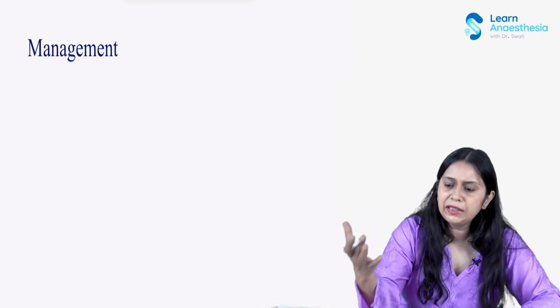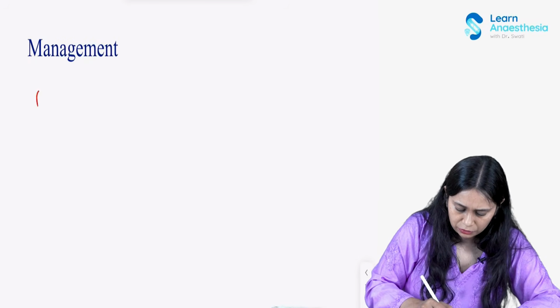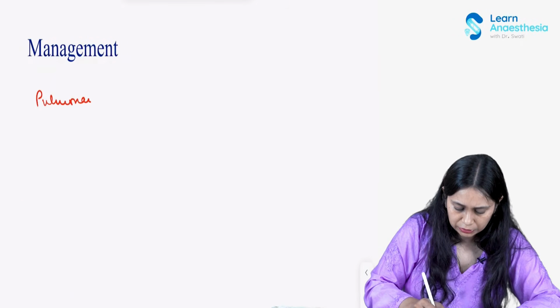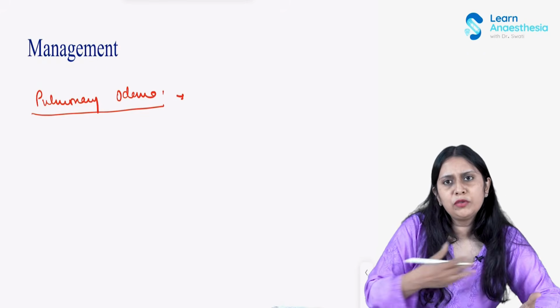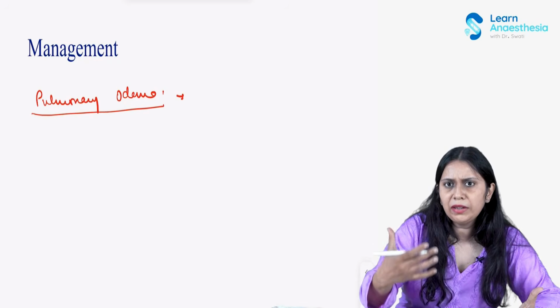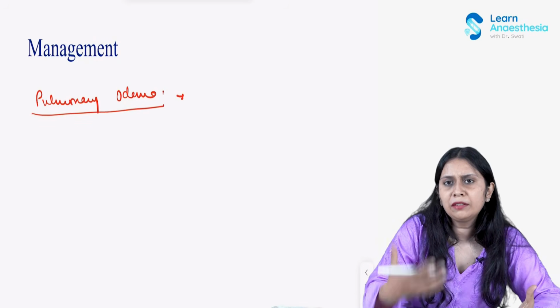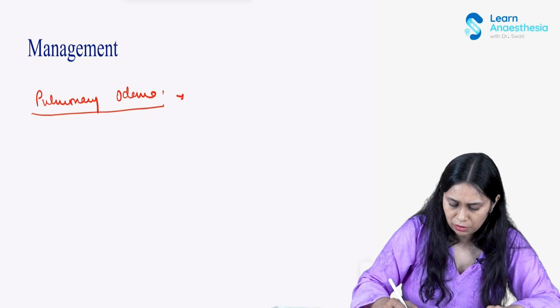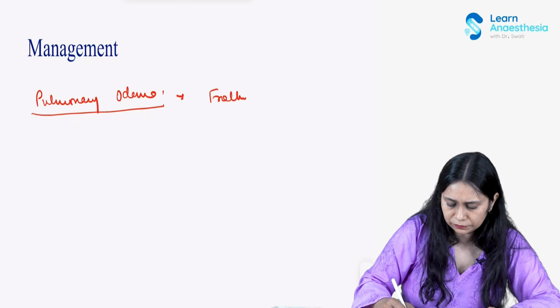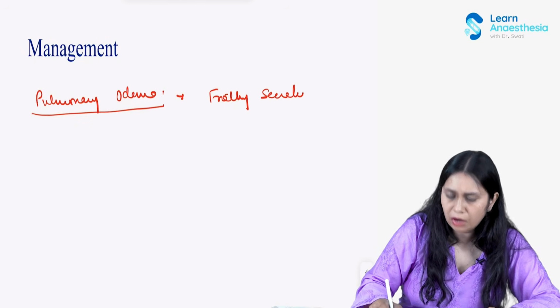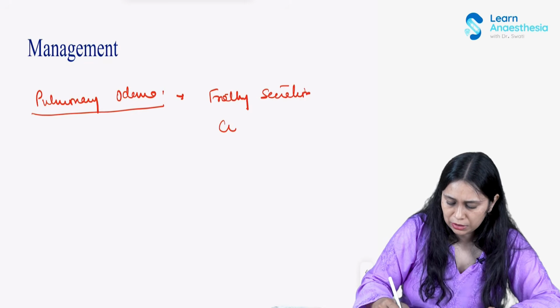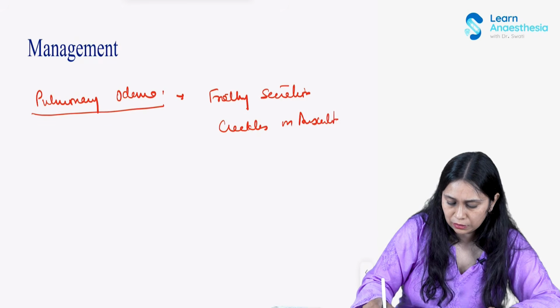Then the third DD can be your pulmonary edema. And in pulmonary edema, what we will see, on auscultation we will hear the creps and pink frothy secretions. So frothy secretion is a typical hallmark of pulmonary edema. Then crackles on auscultation, right?